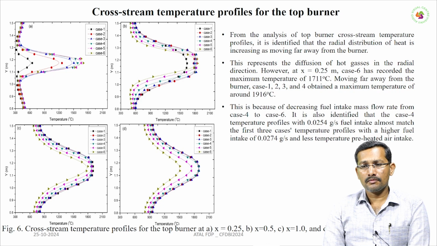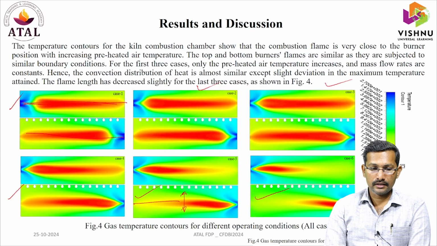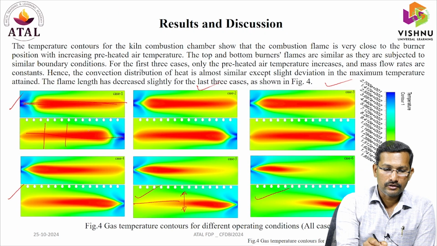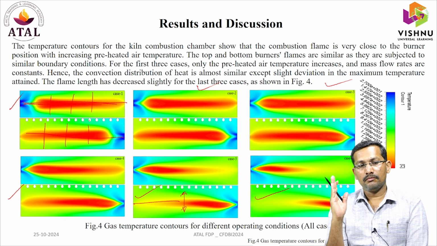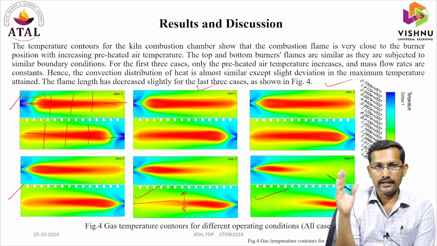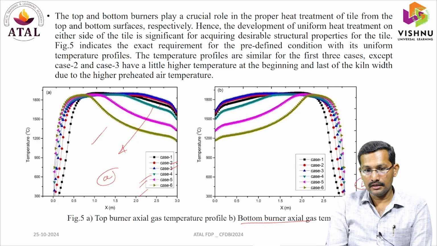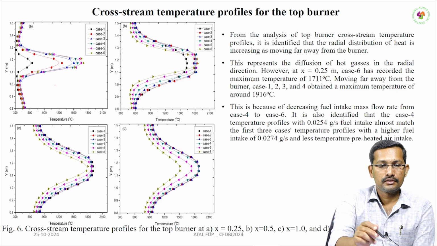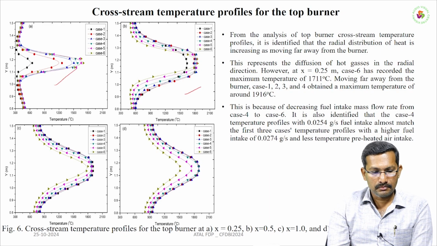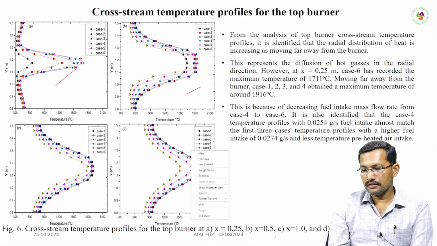Next, the cross stream temperature profile for the bottom burner. That means how I am going to draw it: if you consider one location, a different location, here also one location, at different locations along the cross stream, the flow takes place from left to right. If you draw one graph over here, how it varies is what these graphs show. For A and B, this is the cross stream temperature profile for the top burner at A, this one, and B, this one, and C.